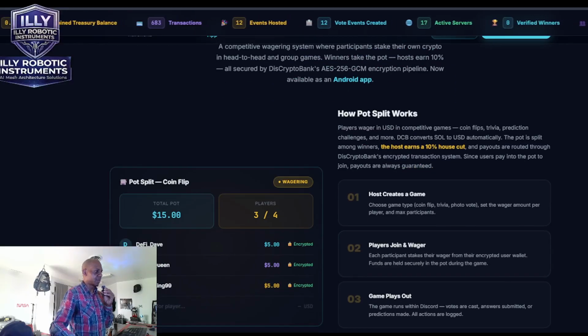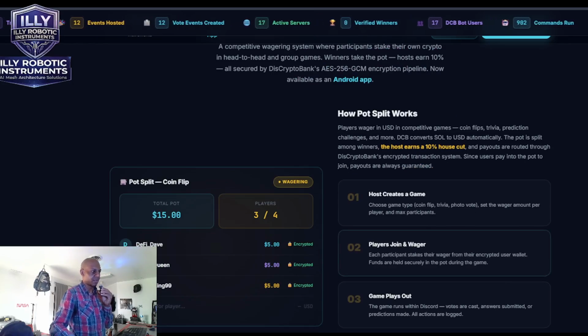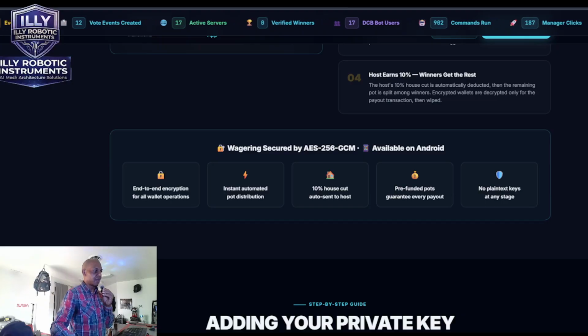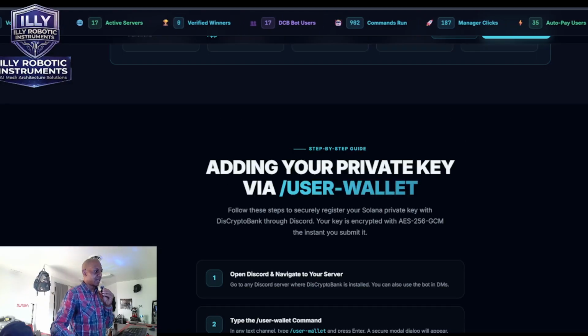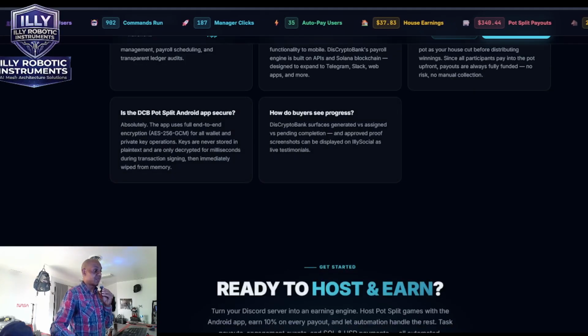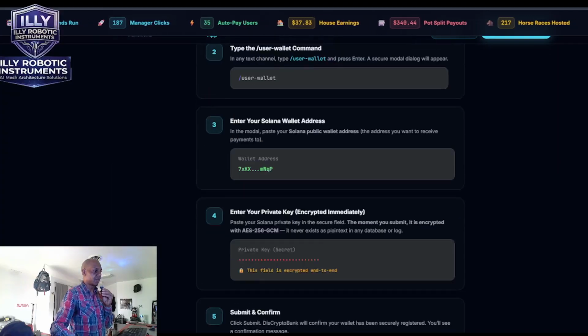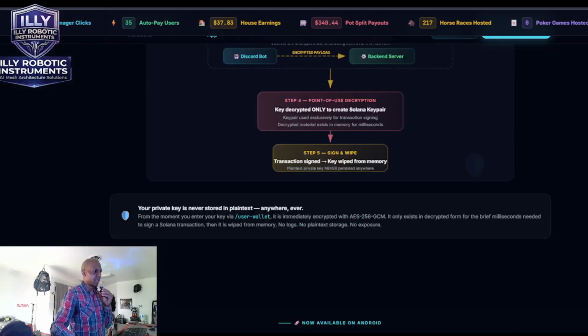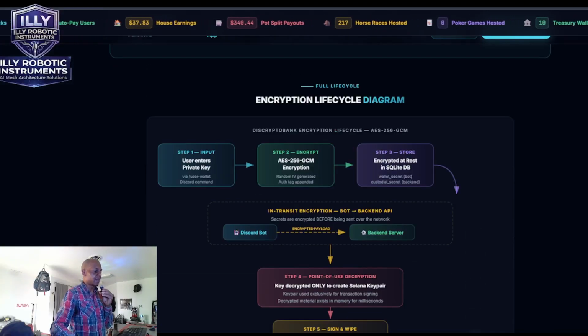Here's some more examples, just showing you guys what pot split is and how that works for coin flip, which is another one of our games. So very, very cool stuff here, guys. And we walk through the process of how to add your private key, how to add your user wallet, and all this stuff is very, very much so encrypted. And we walk through the encrypted schematic and diagram here just to explain how that works.